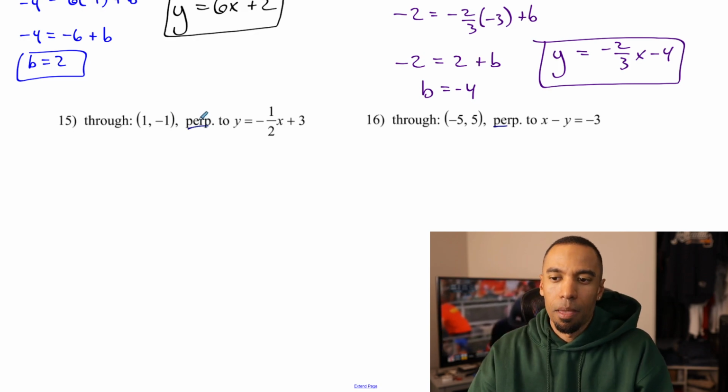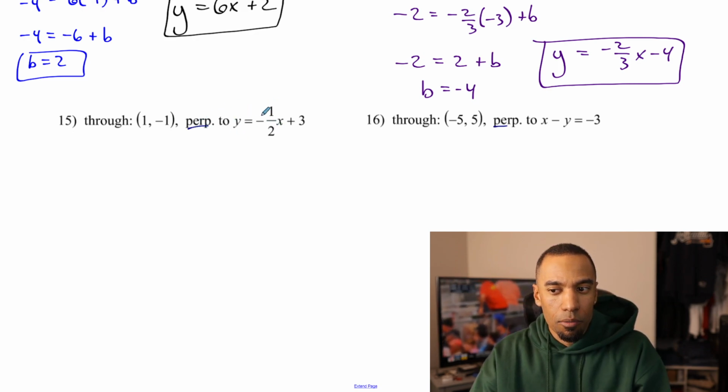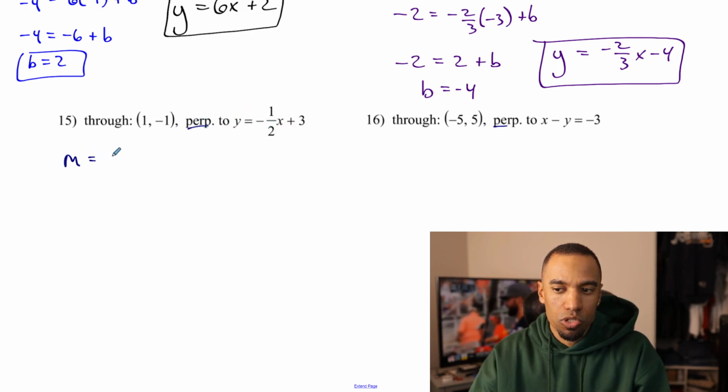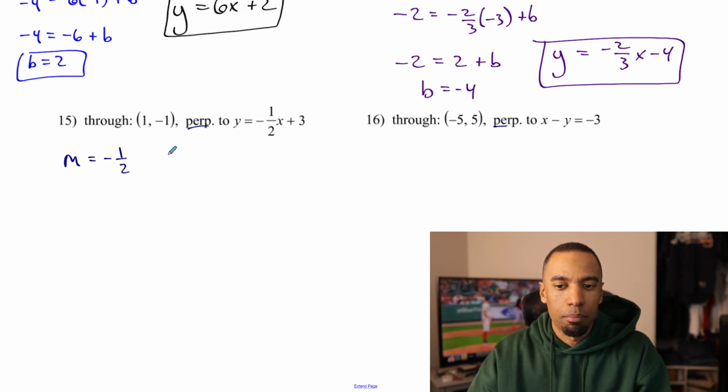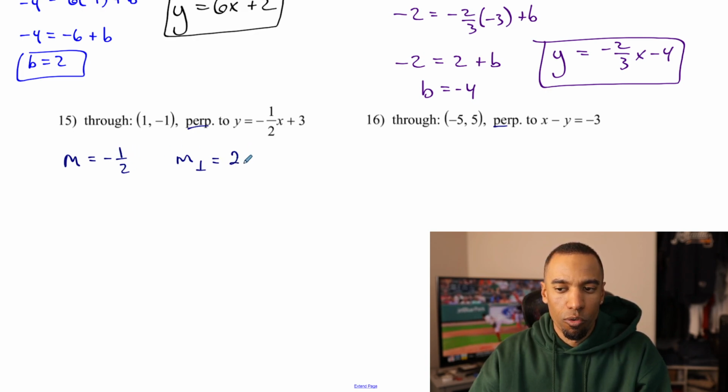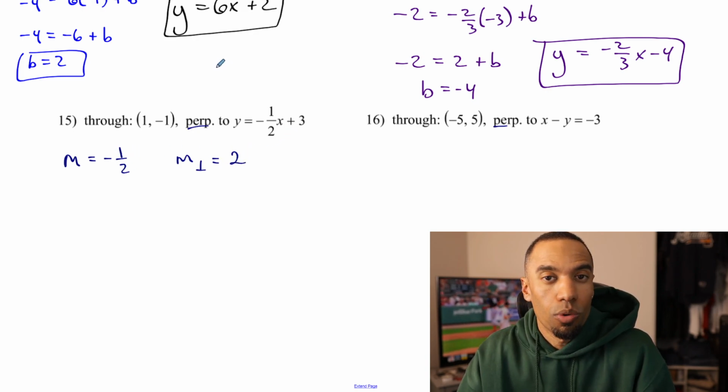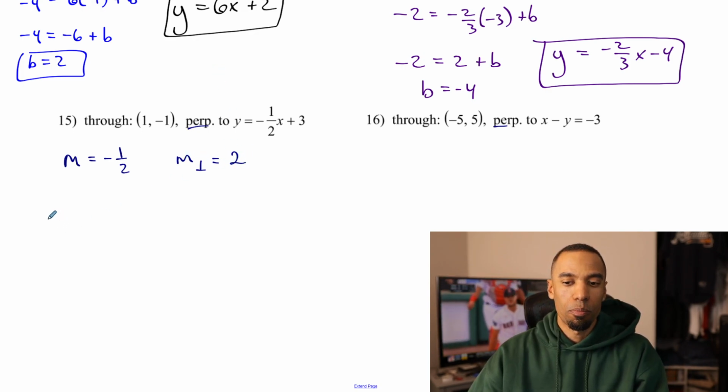Number 15, perpendicular. Now this time, whatever this thing is, notice how the original slope is negative 1/2. I need the perpendicular slope, the opposite reciprocal. Change the sign to positive, flip this to a 2/1, or just 2. 2/1 is just 2, right?